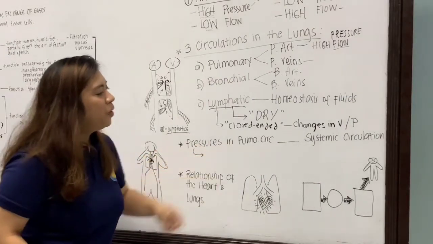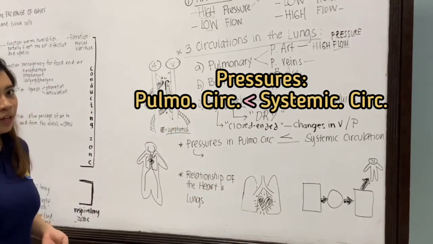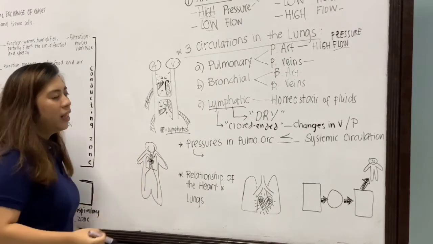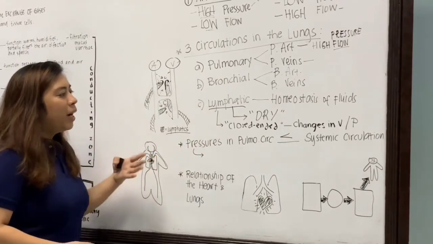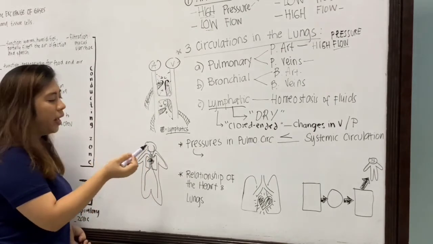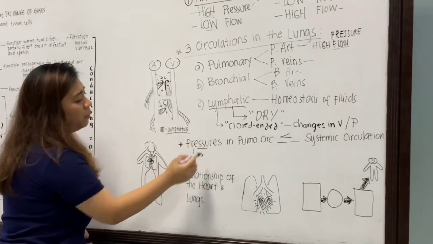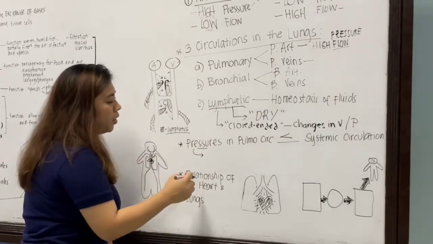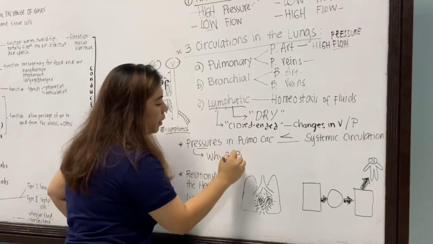The pressures in your pulmonary circulation will have to be lower than your systemic circulation, because if you take a look at it, the distance between your heart and your lungs is not that much. So a lesser pressure is needed for the system to function. In comparison with your systemic circulation, the blood from the heart needs to pump to get up to your head, to get down to your hands, to your toes. So it would require a higher amount of pressure. Okay, so typically speaking, again, pressure in pulmonary circulation is lower than systemic circulation. Why? Because of the proximity.